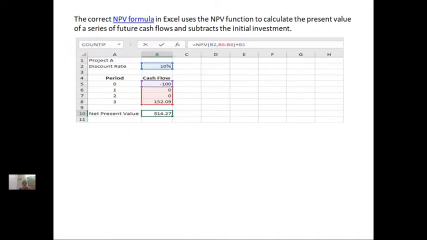Now let us go to the next slide, the NPV formula. The NPV function calculates the present value of a series of future cash flows and subtracts the initial investment. Project A, discount rate 10%, periods 0, 1, 2, 3. Cash flow: minus 100, 0, 0, 152.09. Net present value is $14.27.